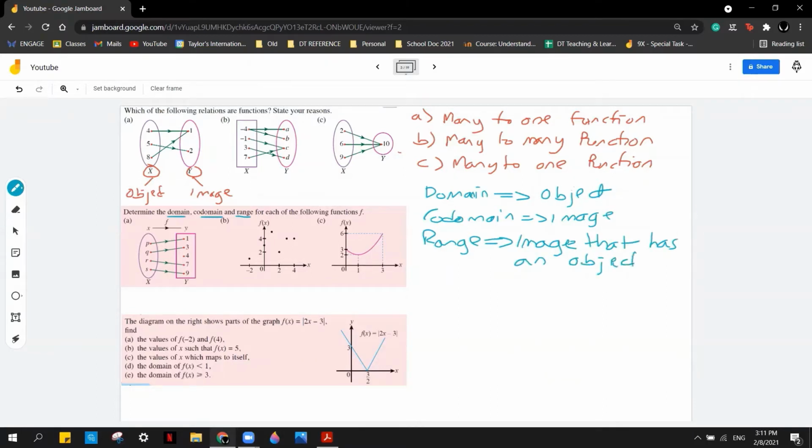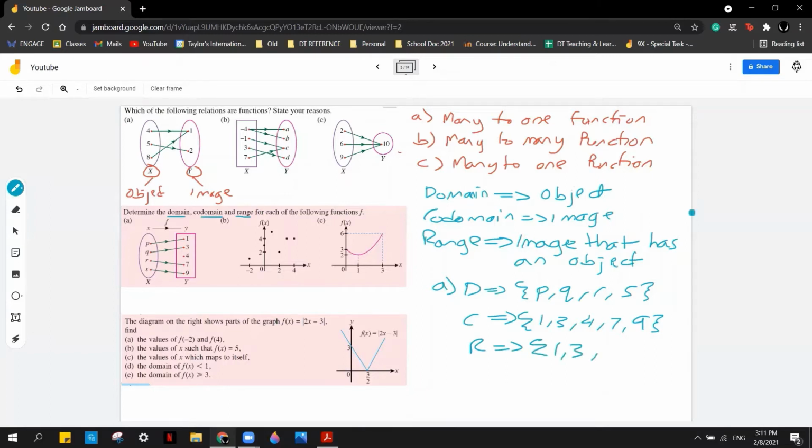Very simple. Let's have a look at part A. Let's try to do part A first. Again, domain. I'll just put a simplified version here. Domain is P, Q, R, and S. How about the codomain? The codomain here is very simple. Whatever image that you see, which is 1, 3, 4, 7, and 9. Now comes the interesting part. How about the range? Very simple. Whatever image that has an object, which is 1, 3, 7, and 9. As simple as that.